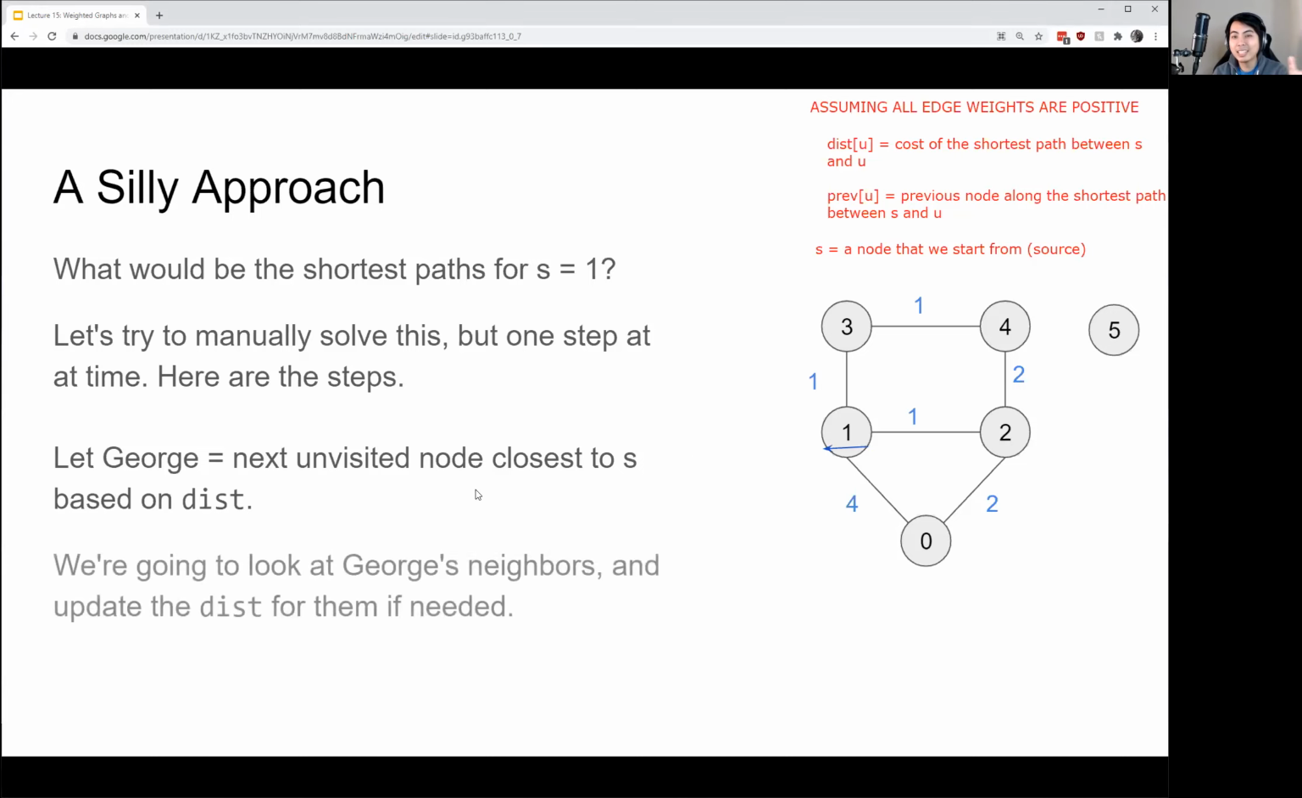All right. The next thing from there is we're going to look at all of George's neighbors, and then we're going to update the distance for them if we need to. And then we just pick a new George after that. We do that until we run out of nodes to visit. Okay? So everyone just take 10 seconds to digest this. We're going to try to find nodes based on the next unvisited node closest to S based on distance. So we're calling that George. We're going to look at all of George's neighbors, and we're going to update the distance for them if needed. And then otherwise, we're going to pick a new George, right? After that, we'll pick a new George.